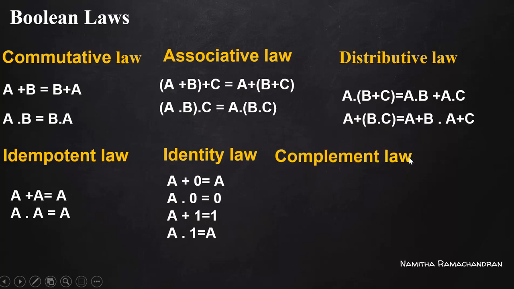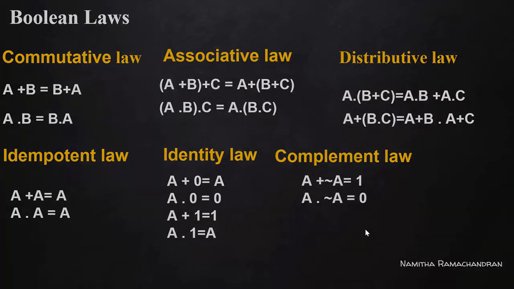Okay, next is the complement law. That is, A is OR with the complement of A itself. Then its value is 1. A or A complement is 1. Similarly, A and A complement is 0.